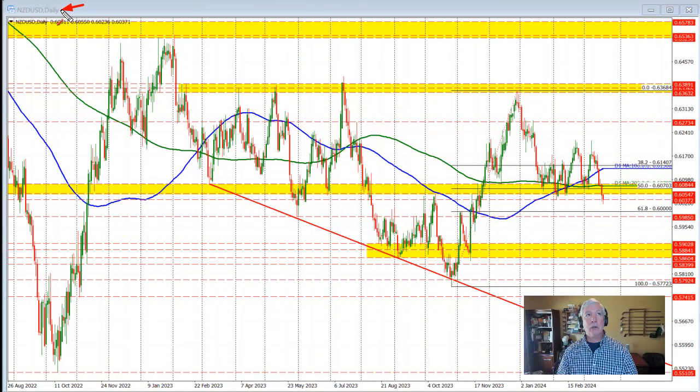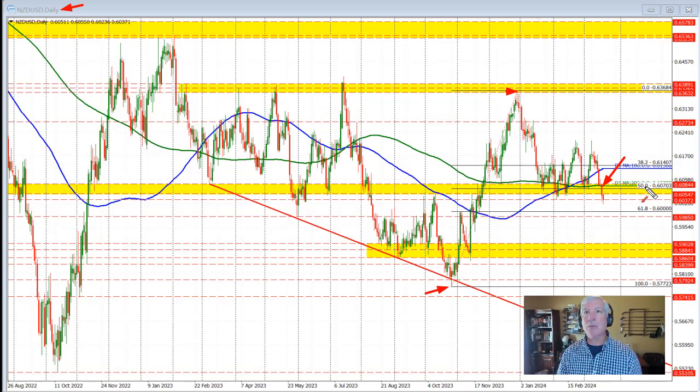Looking at the daily chart of this currency pair, the move to the downside that we've seen over the last month or so of trading has taken the price of the New Zealand versus US dollar back below its 200-day moving average. That's the blue line in this chart. It's also below the 50% midpoint of the move up from the 2023 low to the high price that we saw at the end of December. That level comes in at 0.60703.